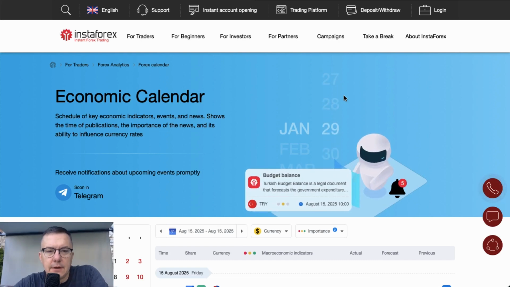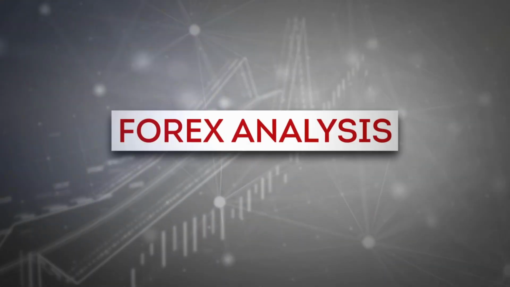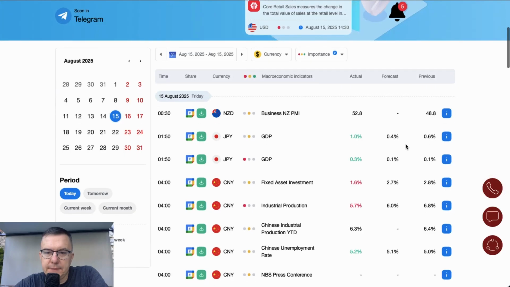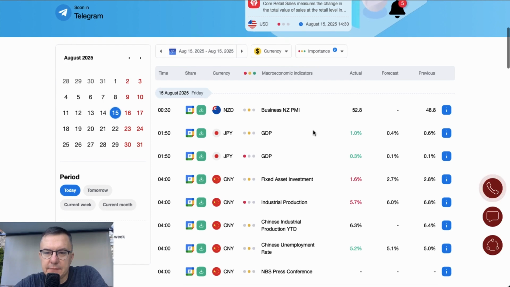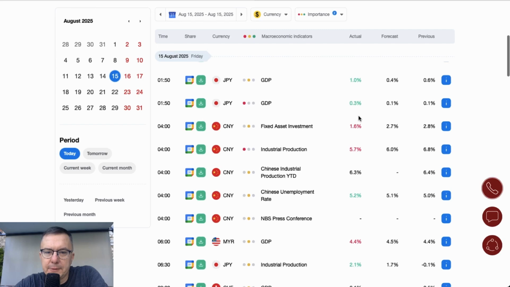Today is Friday, August 15, 2025. Let's take a look at the economic calendar for today. Business PMI data from New Zealand beats the expectations of 48.8 with the actual number of 52.8.